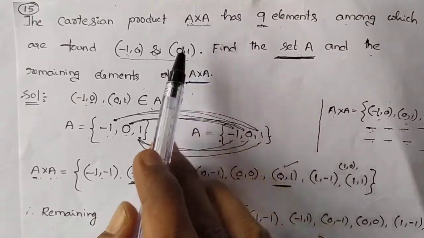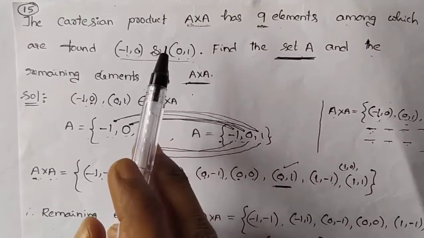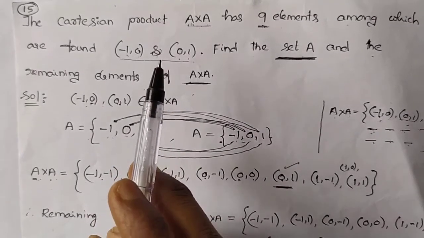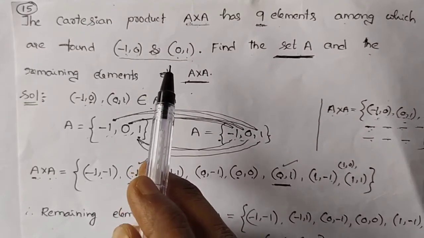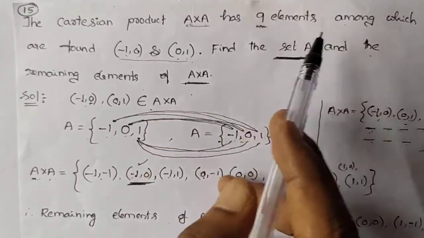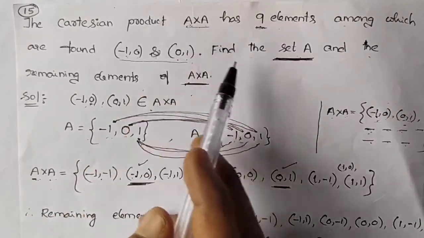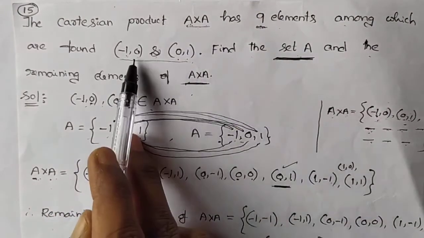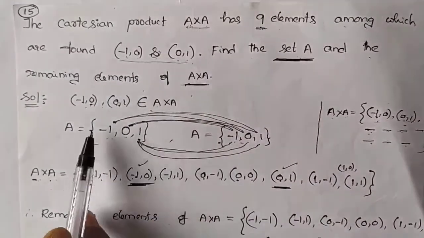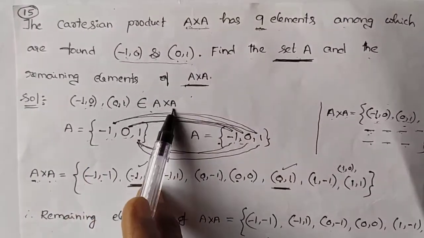The concept of finding the number of elements in A cross B, B cross C, P cross Q, all these things we have already learned in our previous class. Based on that, the number of elements in the set A is 3. Here they have given minus 1 comma 0 and 0 comma 1 as elements of A cross A. We have to find the set A as well as the remaining elements of A cross A except these two elements. Therefore minus 1 comma 0 and 0 comma 1 belong to A cross A.